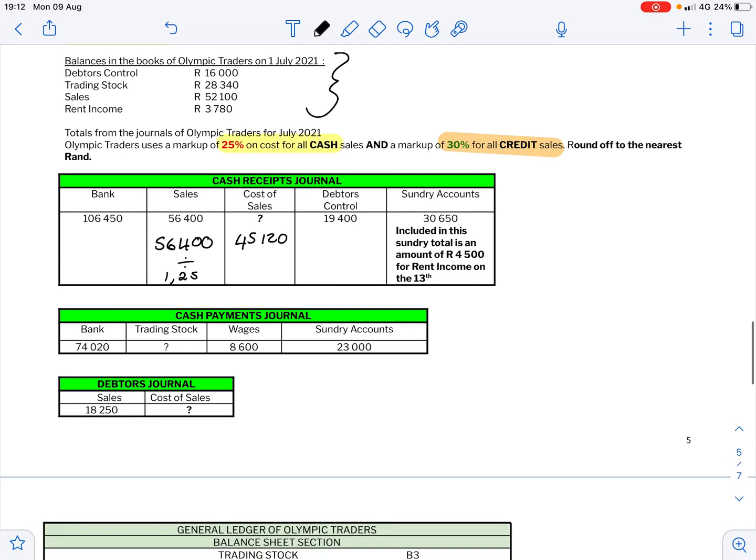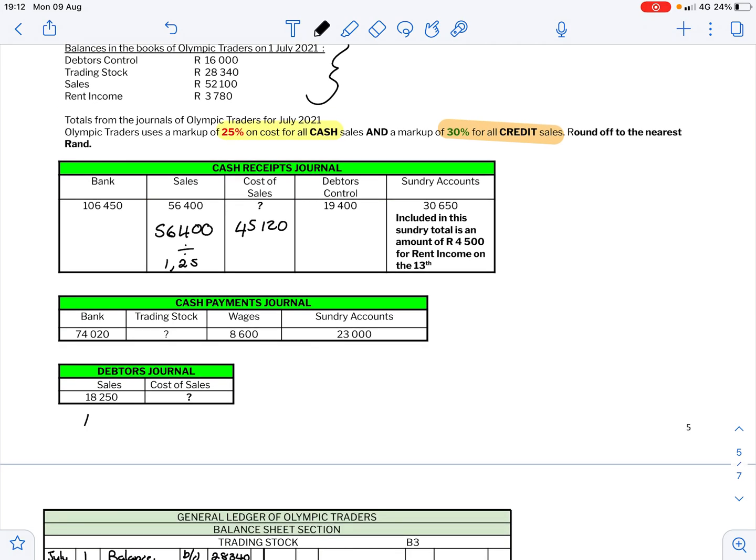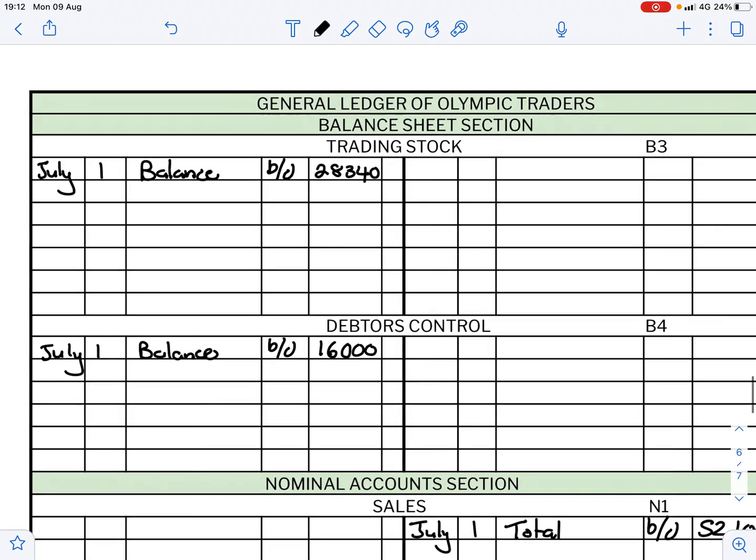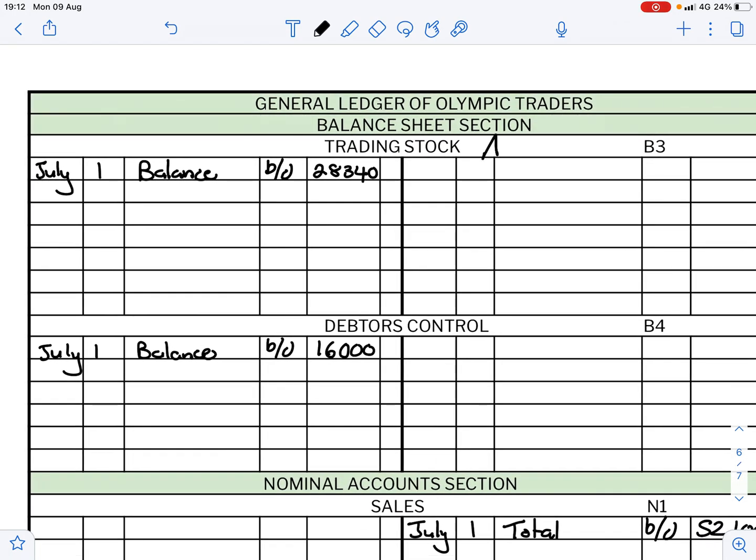In our DJ, we take 18,250, and we divide that by 1.3, a 30% markup, and that should leave us with 14,038 when rounded off correctly. Okay, so if we go in and start with the trading stock account. Trading stock is an asset that increases on the debit side and decreases on the credit side.